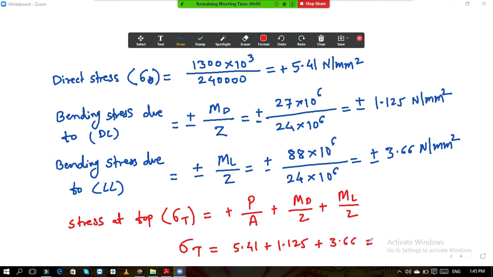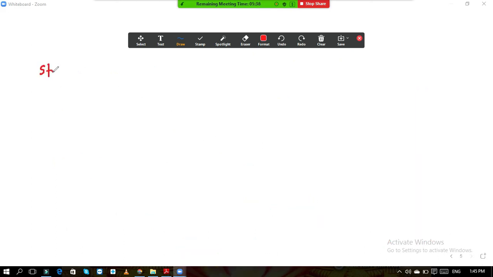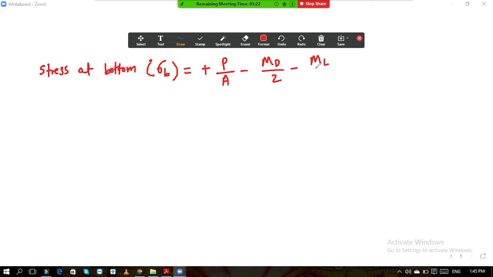So what is the total answer? It is 10.2 Newton per mm square or megapascal. This is the stress at top. Similarly, stress at bottom, sigma b, is equal to P by A, which is always plus direct stress. Here it is minus M_D by Z minus M_L by Z.